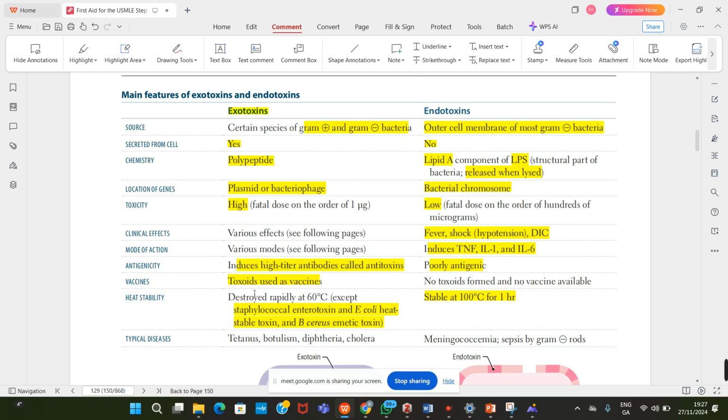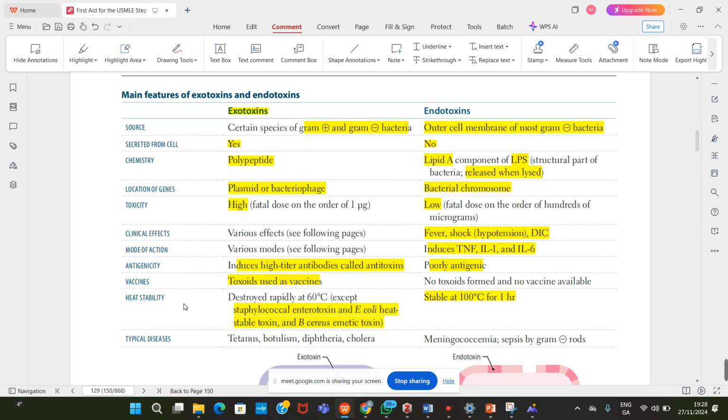True or false? Toxoid is active immunity. True or false? There's no catch. This is immunology. Giving toxoid is active immunity. True. Giving antitoxin is active immunity. True or false? False. No catch. I'm just trying to test our immunology knowledge. So for the endotoxin, there's no toxoid, no vaccine.